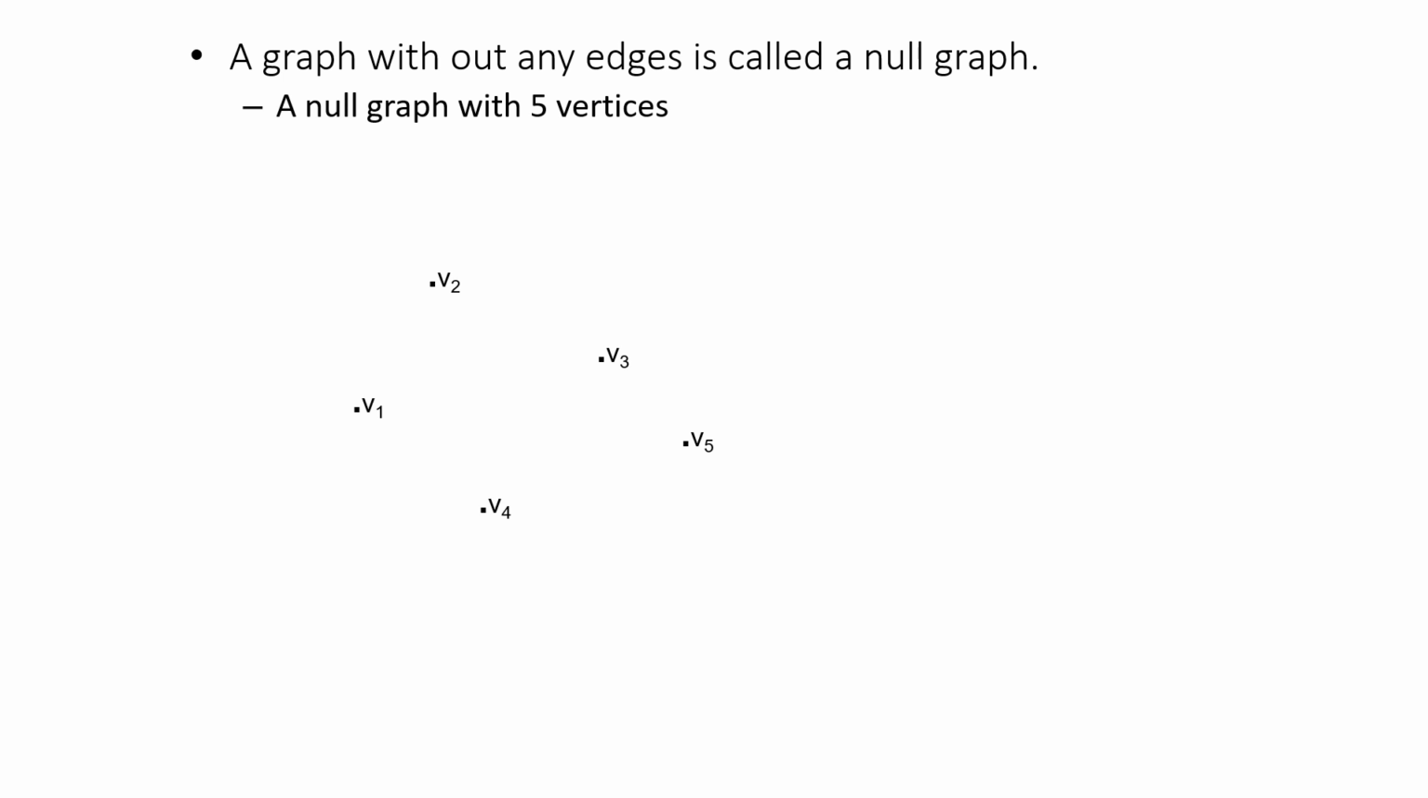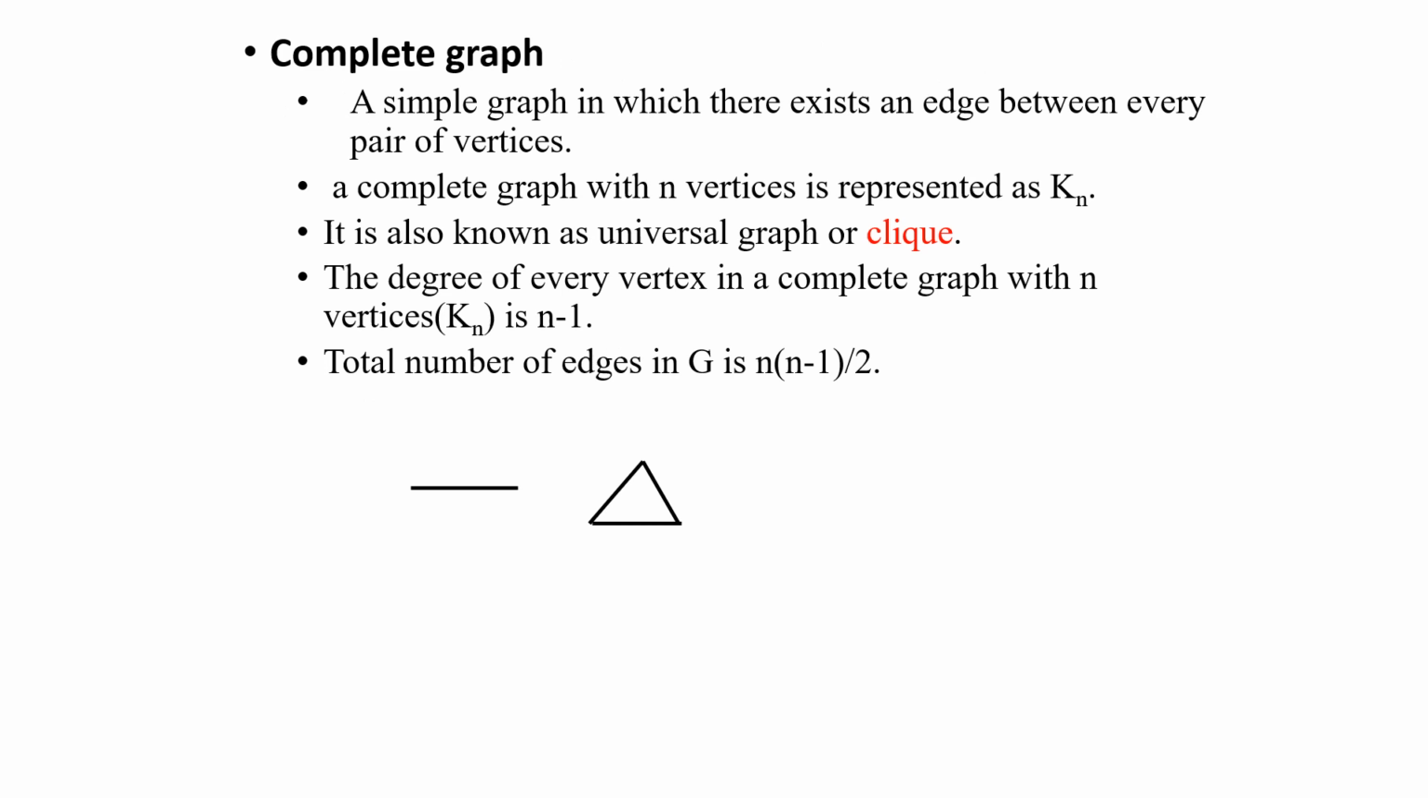A graph without any edge is called a null graph. A null graph with 5 vertices is shown in the figure. Now we can see what is meant by a complete graph. A simple graph in which there exists an edge between every pair of vertices is called a complete graph. A complete graph with n vertices is represented as K subscript n.